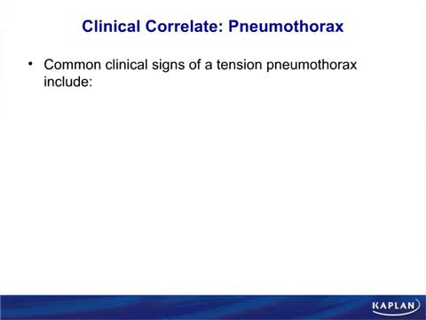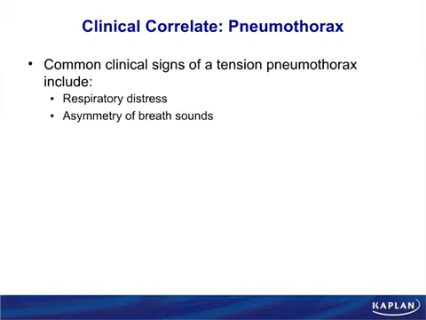Now, some of the key clinical signs to look for in a clinical vignette on Step 1 for a tension pneumothorax: the patient will be in severe respiratory distress. They will be trying to breathe, trying to huff and puff. There will be an asymmetry of breath sounds on the side of the tension pneumo. As I indicated, we're going to compress the small airways. You won't be able to move air on that side very well, so you won't hear breath sounds on that side.